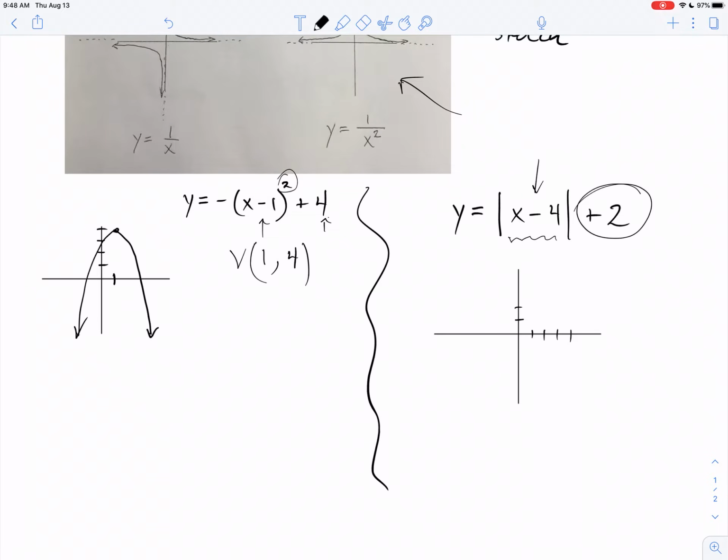So you'll hear me say this a lot. Whatever's here, you're going to do the opposite of. Whatever's here, you're going to do the same. Opposite, same. So here we go. I went 4 to the right. I went up 2. And I go, what does an absolute value graph look like?